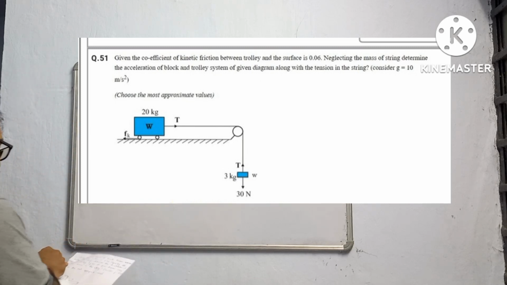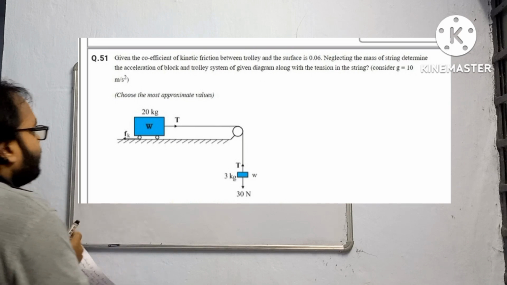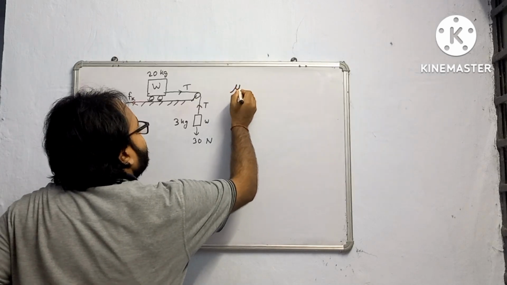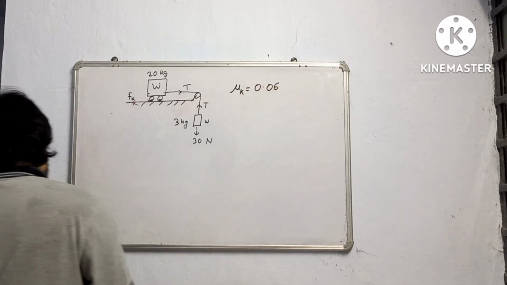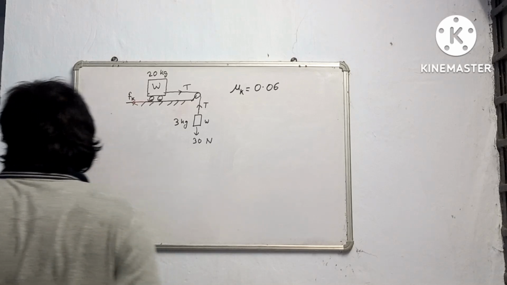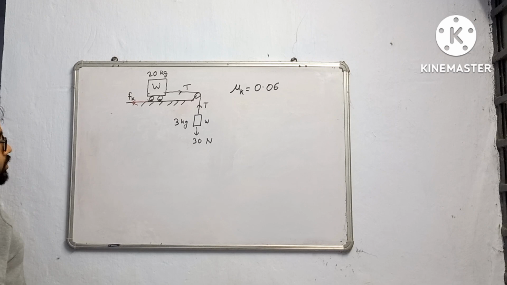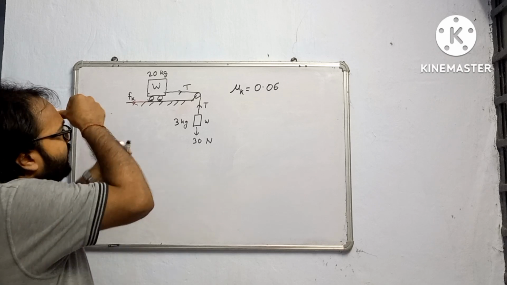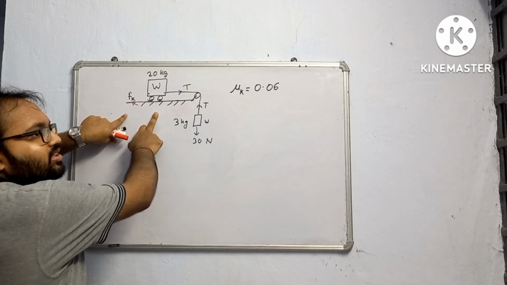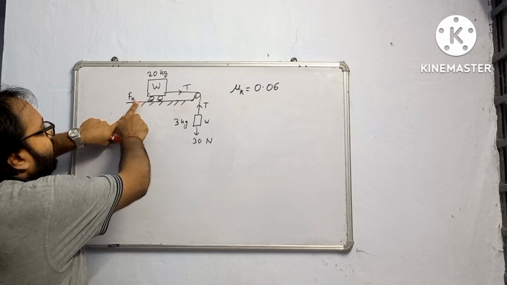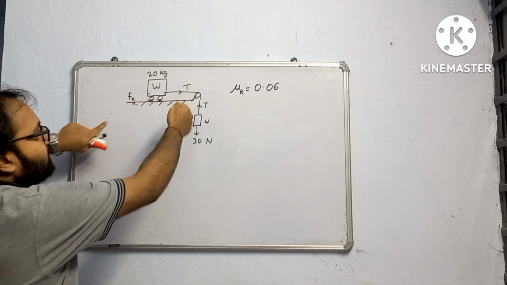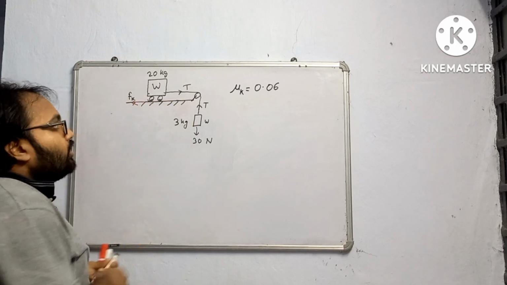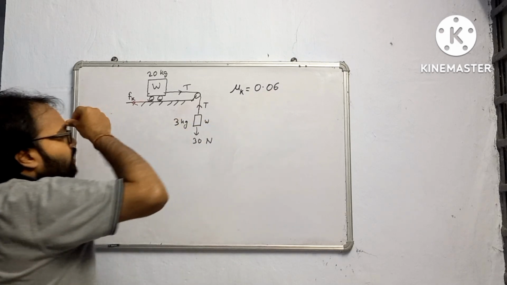What are the things that have been given? Let me write first. The coefficient of kinetic friction, mu k, has been given as 0.06, and nothing else has been given. We have to take g equal to 10. See the diagram here. The surface is rough, that's why friction has been given. As this box is in motion, the friction working here is Fk, kinetic friction, and the coefficient of kinetic friction is 0.06.